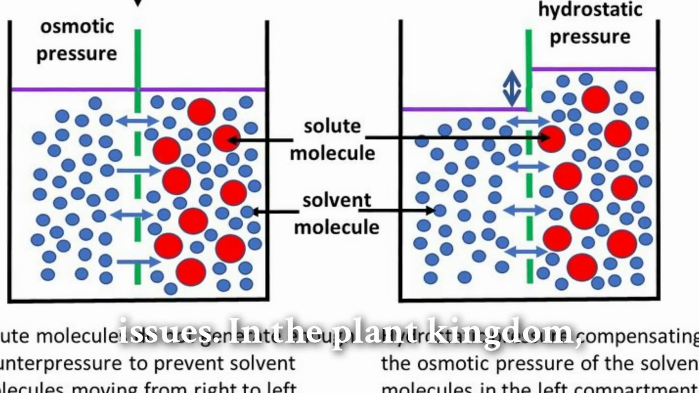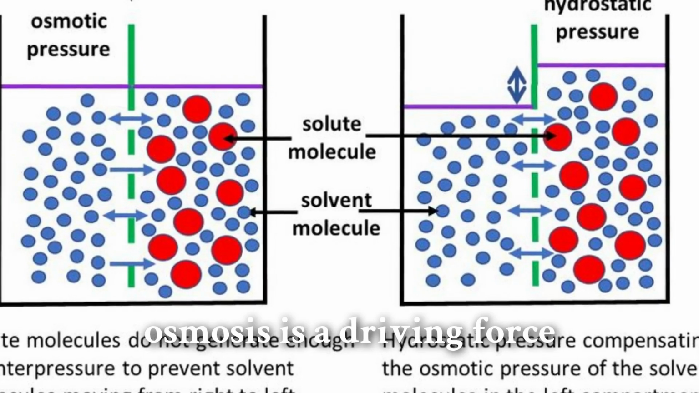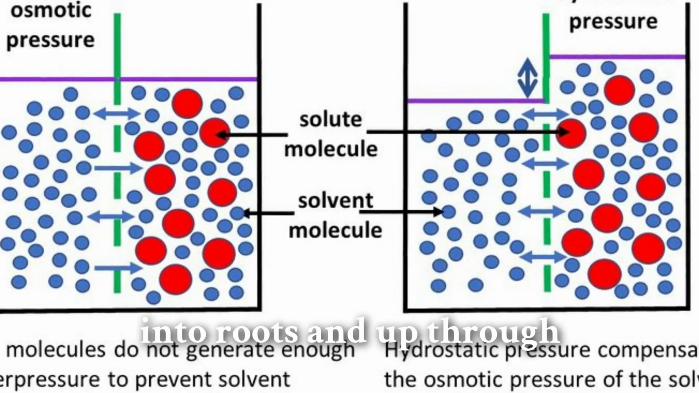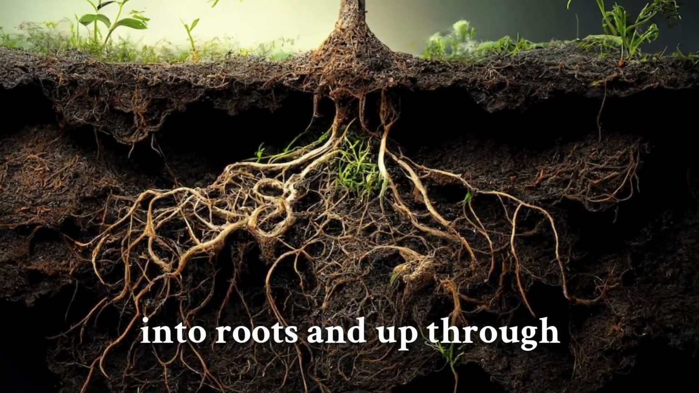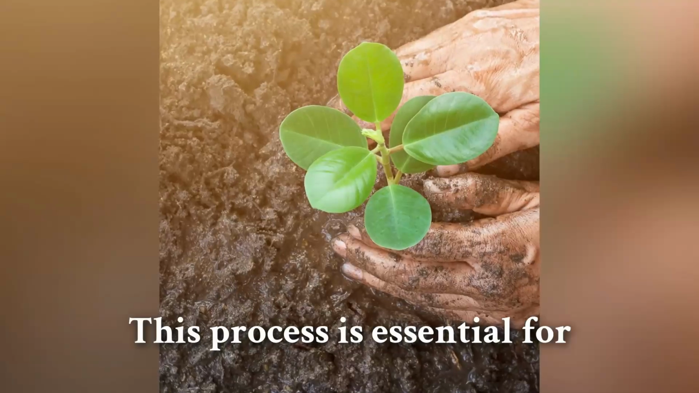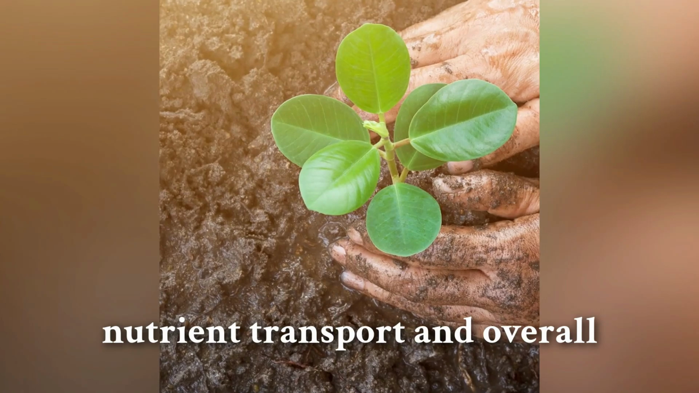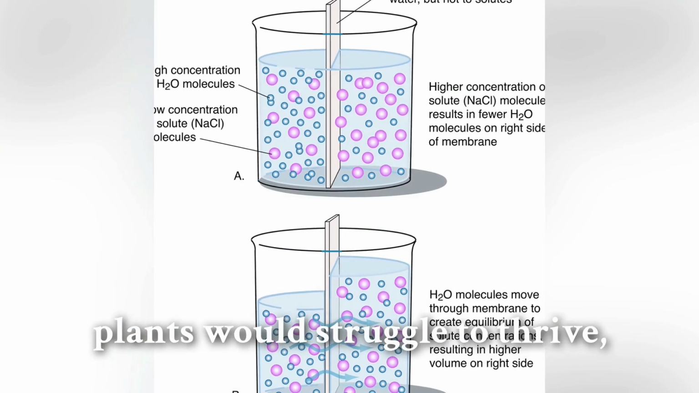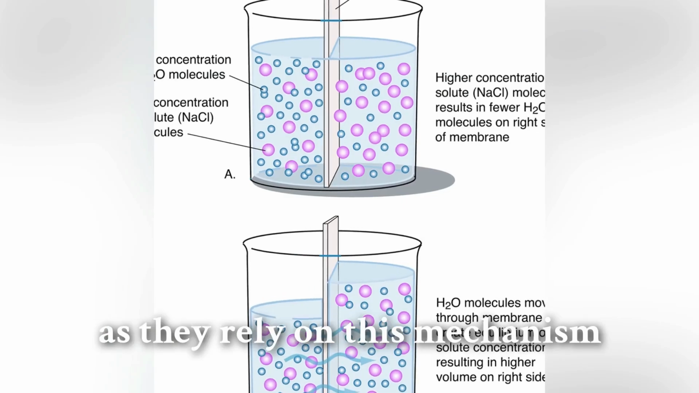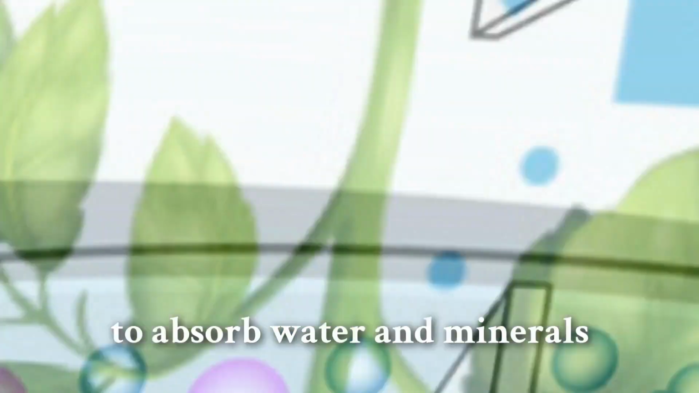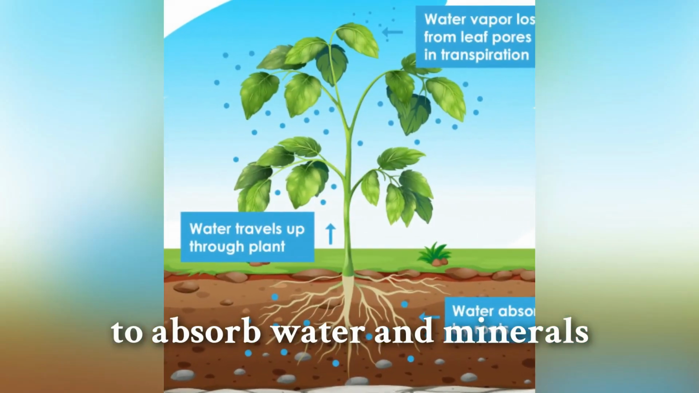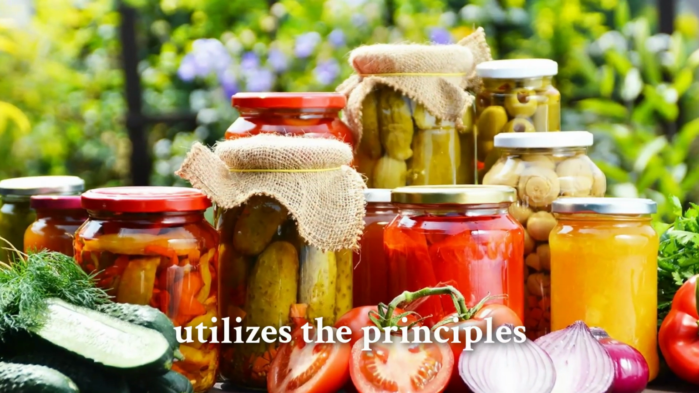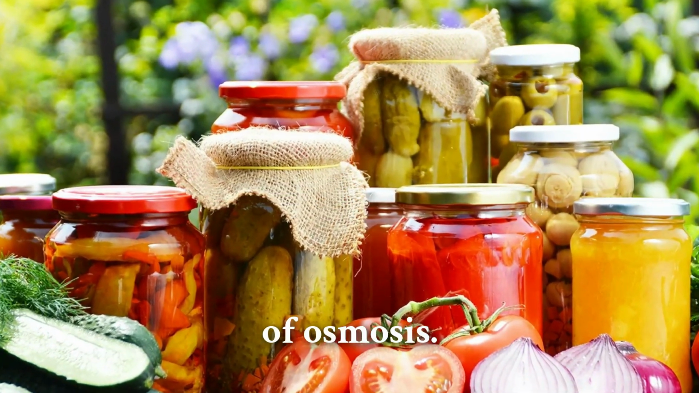In the plant kingdom, osmosis is a driving force behind water movement from soil into roots and up through the plant. This process is essential for nutrient transport and overall plant health. Without osmosis, plants would struggle to thrive as they rely on this mechanism to absorb water and minerals from the soil. The preservation of food also utilizes the principles of osmosis.